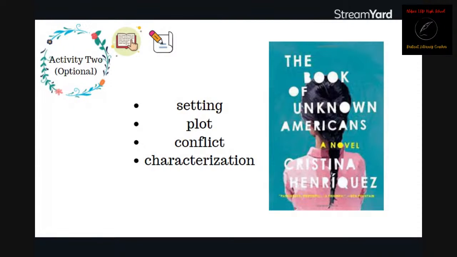As they listen, they underline and annotate one phrase from this section that Enriquez uses to develop the following elements listed on the screen: setting, plot, conflict, or characterization.